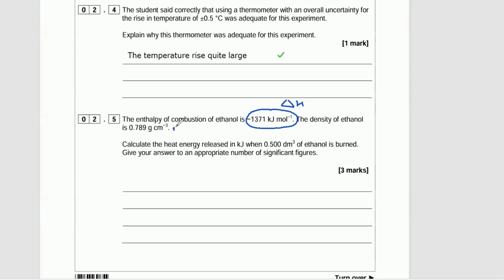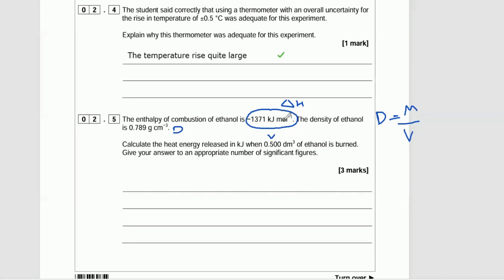I've got density here. I'll be given volume. So straight away, we can do density times volume, which gives me the mass. And why is that? Because density equals mass over volume. So I can do D times V and that gives me mass. Then we can convert this. We want to convert this back to just kilojoules.